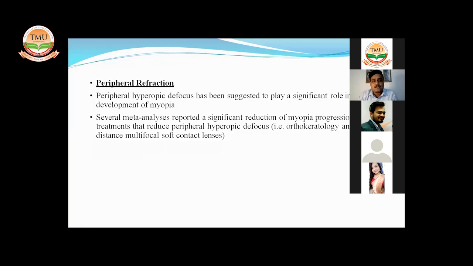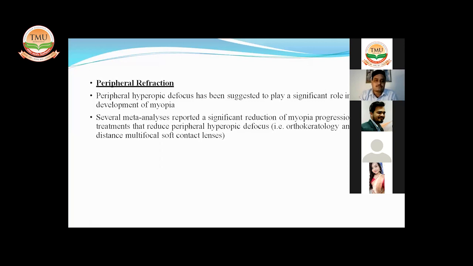But what happens after the correction of myopia? Suppose a patient comes to your clinic with minus 2 diopter of myopia. You have corrected minus 2 diopter of myopia with the best glasses, whatever you have prescribed. After 1 year, when the patient comes, the patient has minus 2.5 diopter myopia. After 1.5 or 2 years, 3 diopter of myopia, 4 diopter of myopia. Why does it happen? Why is the progression not stopping when you are giving the prescribed glasses?